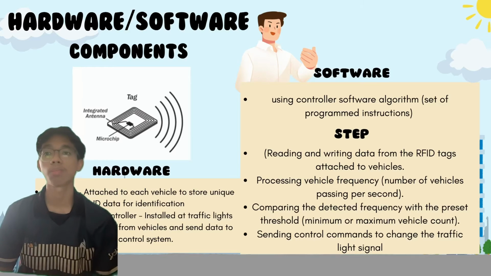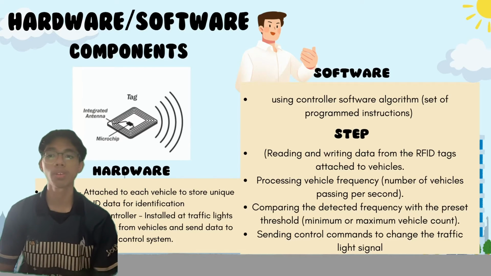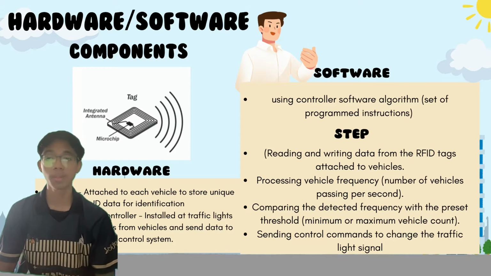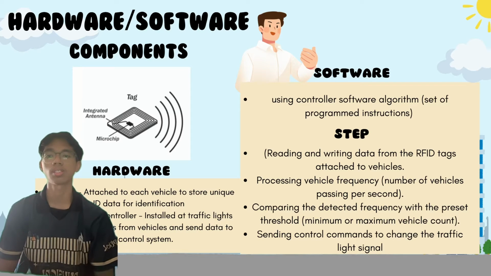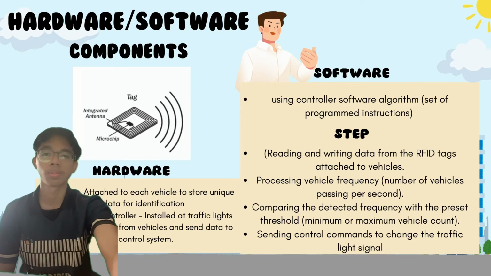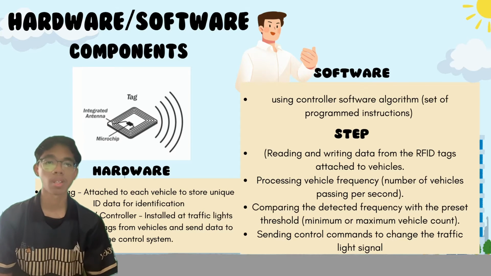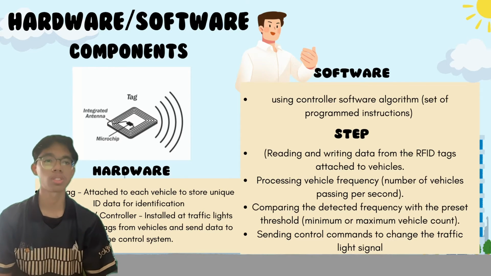Okay, right now, we're going to talk about hardware and software components. For hardware, we're using RFID tags attached to each vehicle to store unique ID data for identification. Another one is the RFID reader or controller installed at the traffic light to detect RFID tags from vehicles and send data to the control system. For software, we're using a controller software algorithm. The steps are reading and writing data from the RFID tags attached to vehicles, processing vehicle frequency, comparing the detected frequency with the preset threshold, and last but not least, sending control commands to change the traffic light signal.